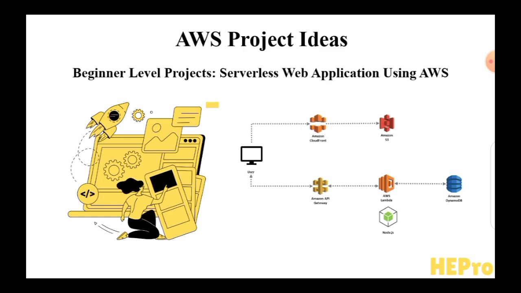You will also set up API Gateway to expose your Lambda functions as APIs and optionally integrate Cognito for authentication. By completing this project, you will understand serverless architecture, event-driven programming, cloud storage, and managed compute services, and deliver a fully functional, scalable web application without provisioning any servers.